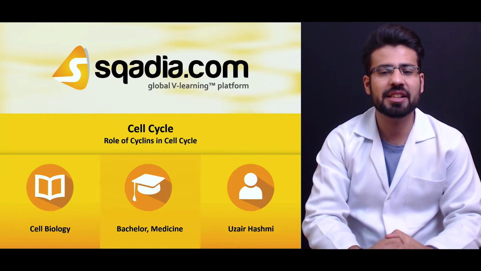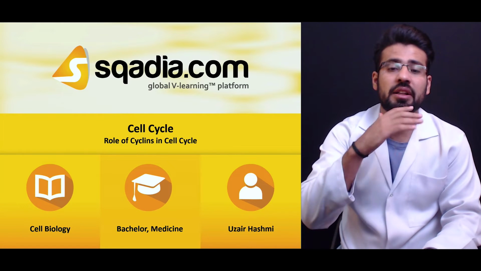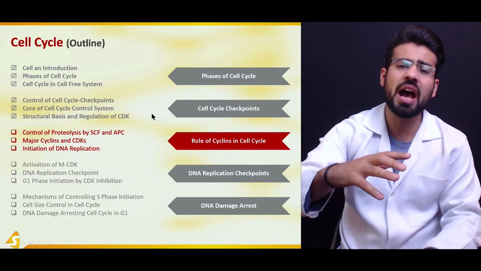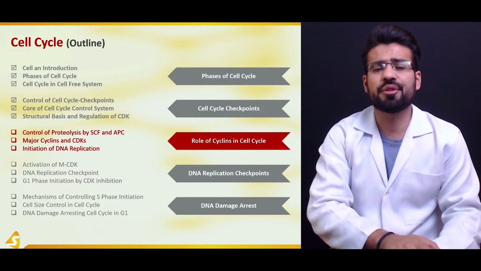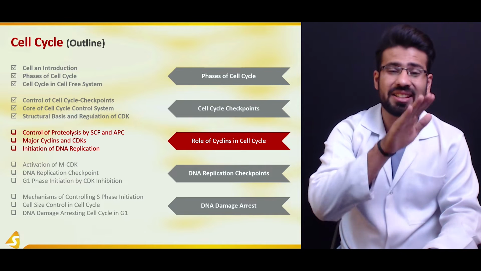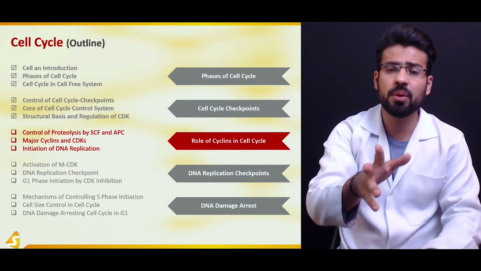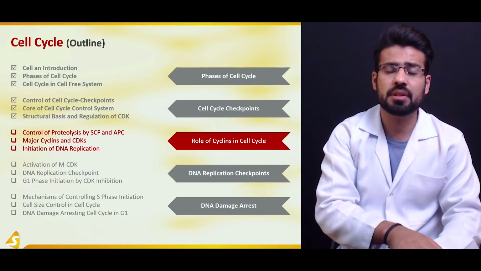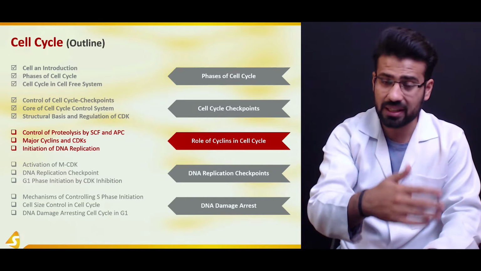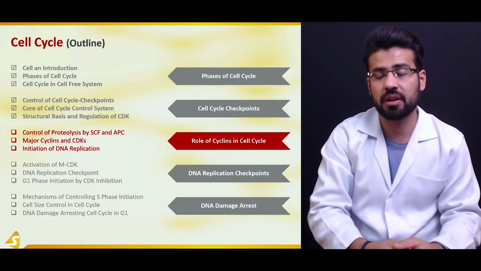Today we are discussing the cell cycle, and we are at the step to discuss the role of cyclins in the cell cycle. So let's get started. We are going to discuss the control of proteolysis by SCF and APC. Both are ubiquitin ligases that play important functions in the activation of some molecules, and in the coming section and lecture we are going to see the different functions of both SCF and APC, but we'll have an overview of their role in this section.